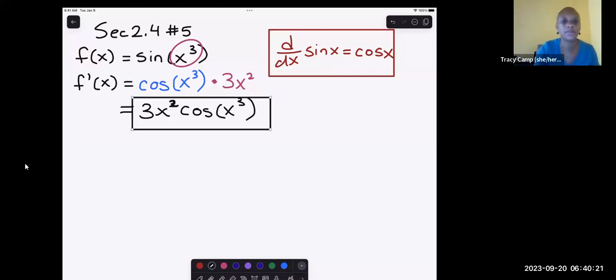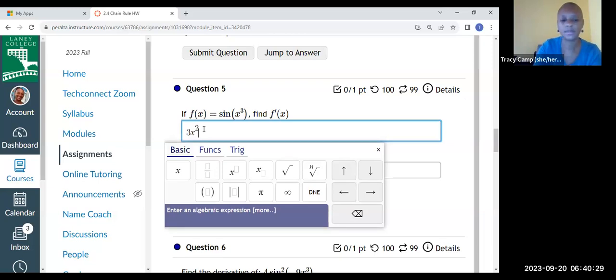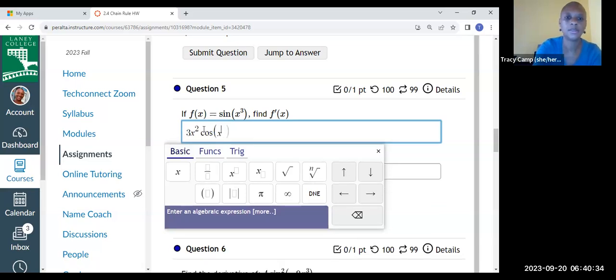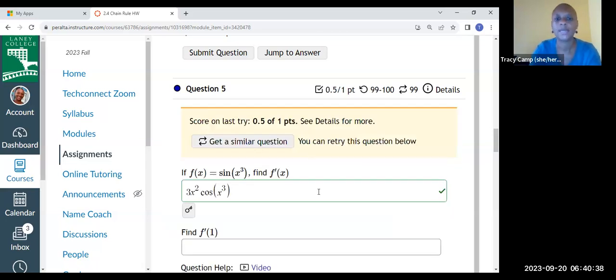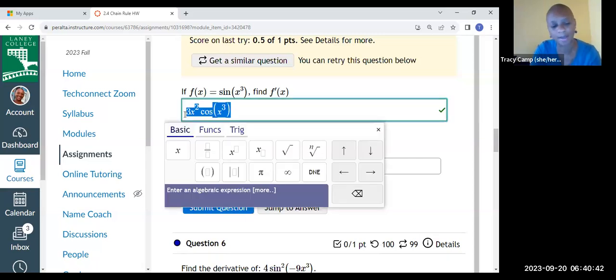It's more common to write it the way that I just wrote it. So I'll enter it like that: 3x squared times cosine of x cubed, close my parentheses, and I'm done. And then when they say find f prime of 1, I say just copy this and paste it.